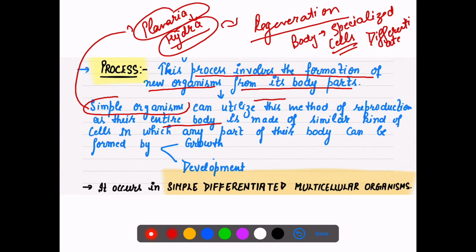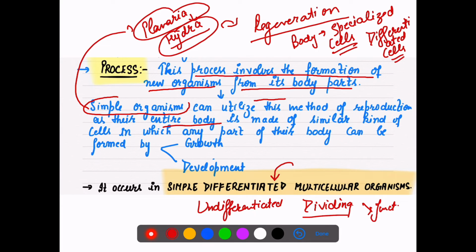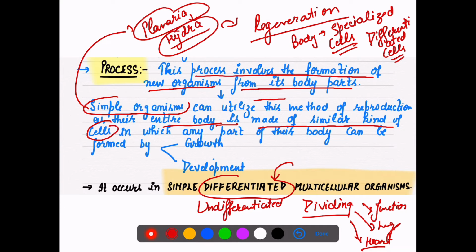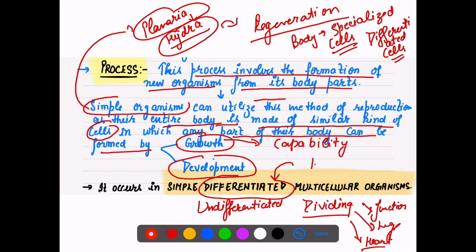differentiated cells. Which cells are differentiated cells? Those in which the cells already have their defined functions. We discussed differentiated and undifferentiated cells in class 9th. Undifferentiated cells keep on dividing mostly, but differentiated cells are given functions, like go to the liver and perform function, go to the lungs and perform function, go to the heart and perform function. They are differentiated. So the body of these organisms is made up of specialized cells which have the capability to form a new organism, right?